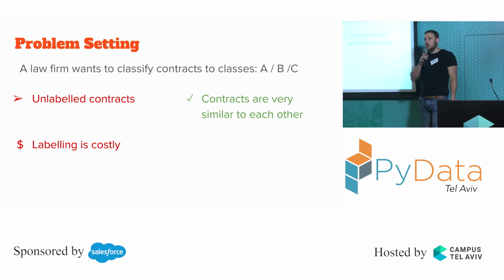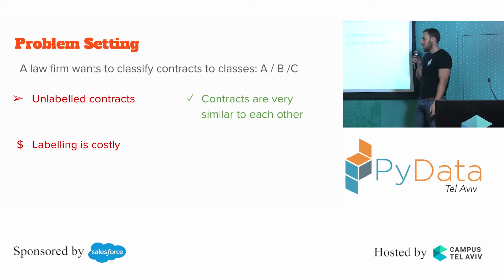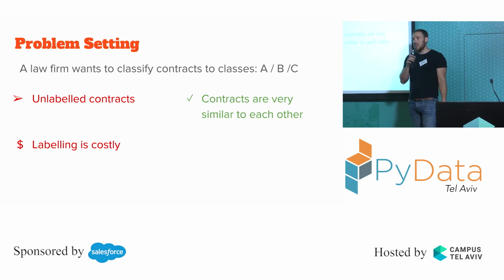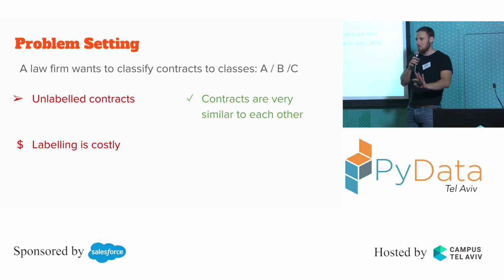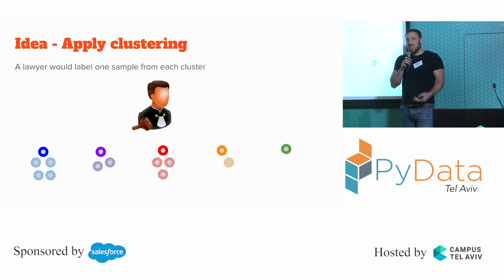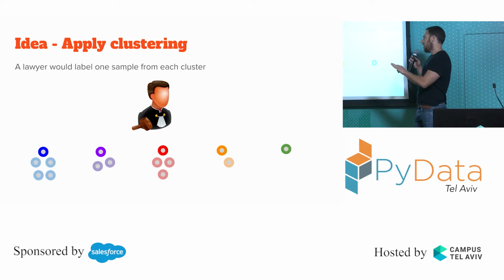Now, labeling a contract is not cheap because lawyers aren't cheap. And a lawyer needs to read a contract in order to label it. On the upside, contracts are very similar to one another. So lawyers love the copy-paste, but between us. So let's try and take advantage of this fact. This is the idea. First, we try to cluster contracts together. Then we try to take one example from each cluster and let our expensive lawyer label it, and then saving money.